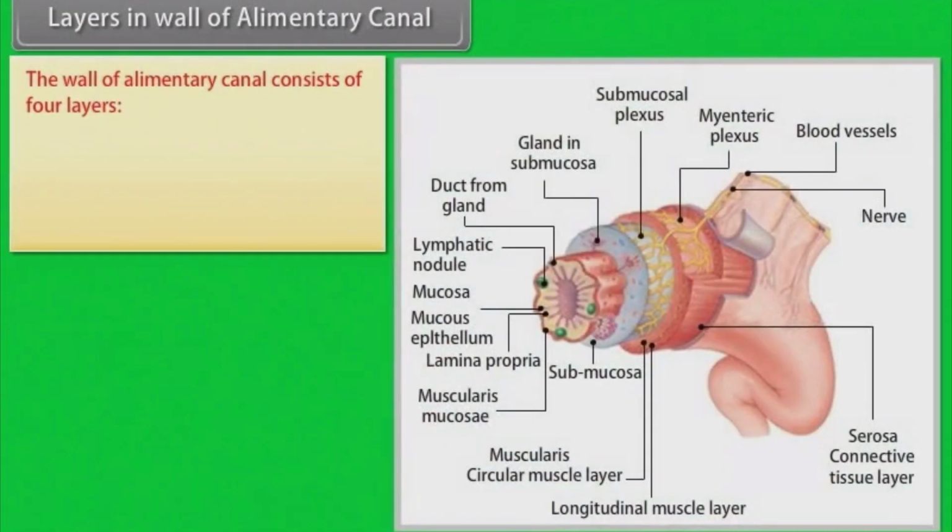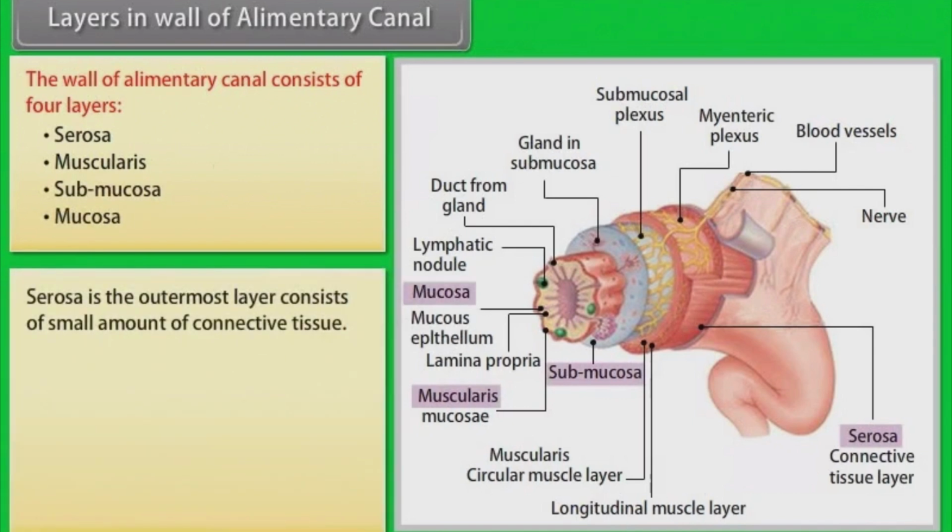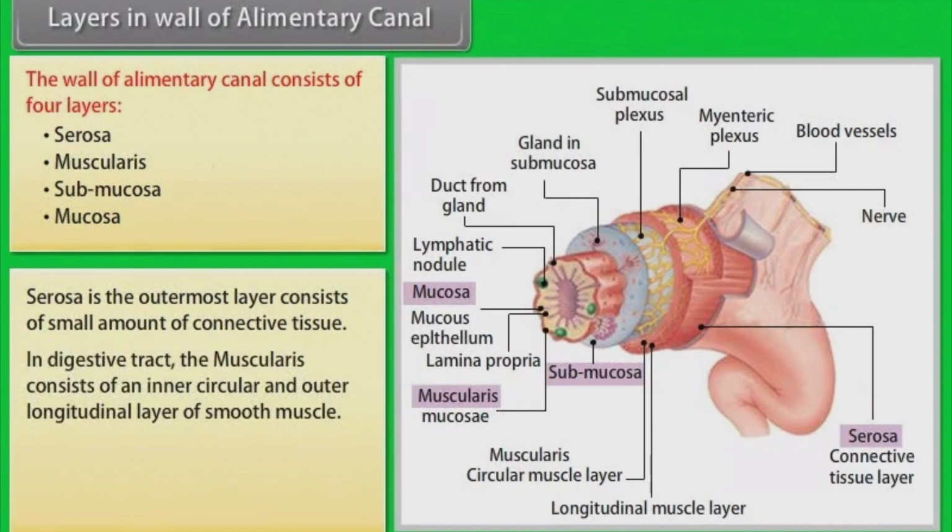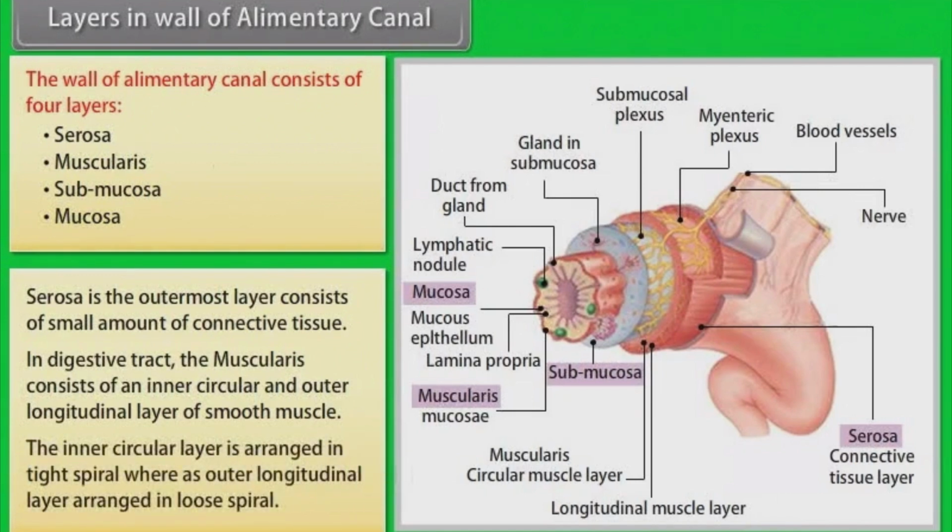Layers in the wall of the alimentary canal. The wall of the alimentary canal consists of 4 layers: serosa, muscularis, submucosa, mucosa. Serosa is the outermost layer and consists of a small amount of connective tissue. In the digestive tract, the muscularis consists of an inner circular and outer longitudinal layer of smooth muscle. The inner circular layer is arranged in a tight spiral, whereas the outer longitudinal layer is arranged in a loose spiral.